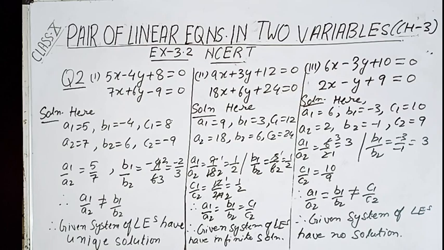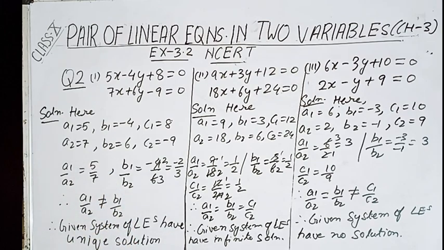Continuing with the exercise 3.2, let us do question number 2, which says that on comparing the ratios a1 by a2, b1 by b2 and c1 by c2, find out whether the lines representing the following pair of linear equations intersect at a point, are parallel or coincident. It means a system of linear equations is given. We have to find whether the lines represented by those equations are intersecting at a point, are parallel or are coincident. So let us solve all the three subparts.